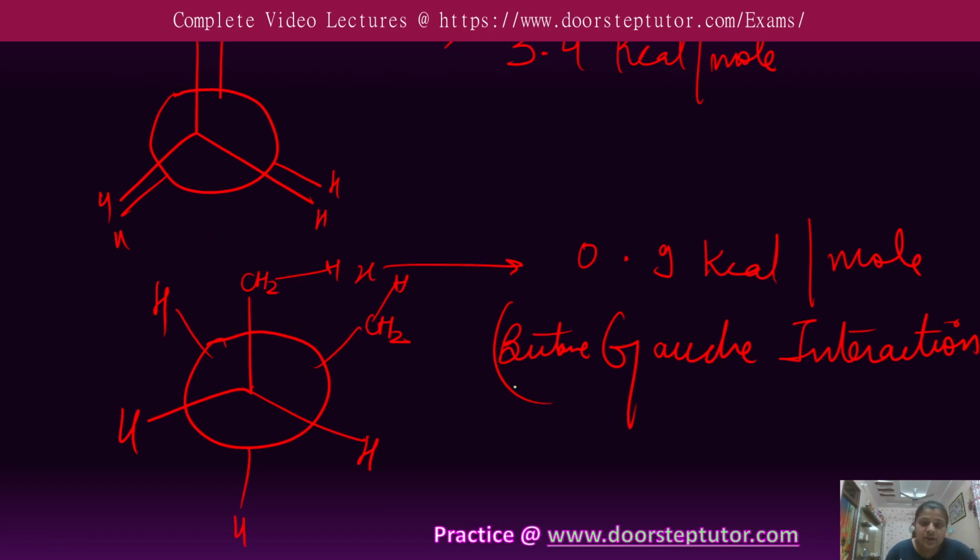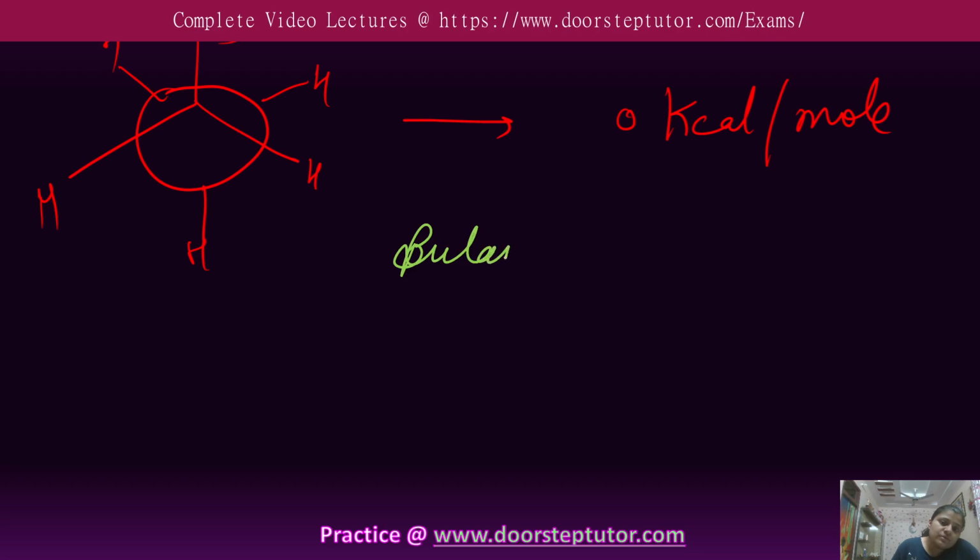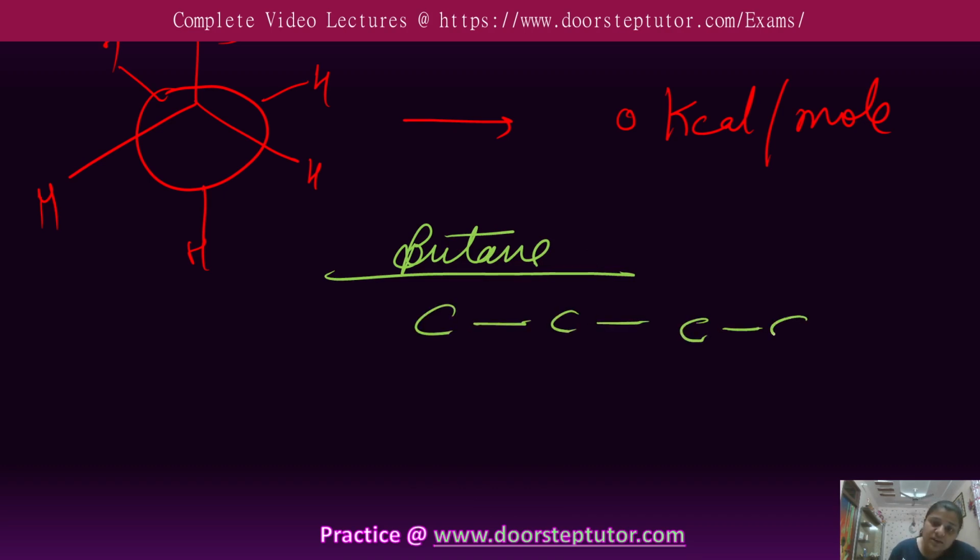Now consider this example, which is for butane. Now I have completed ethane, and now we are going to learn about butane. So for butane, we will learn the parameters in conformation chemistry. Butane has a structure where 4 carbons are connected in a chain, with CH3 on this side, CH3 on this side, and 2 hydrogens on this side and 2 hydrogens on this side.